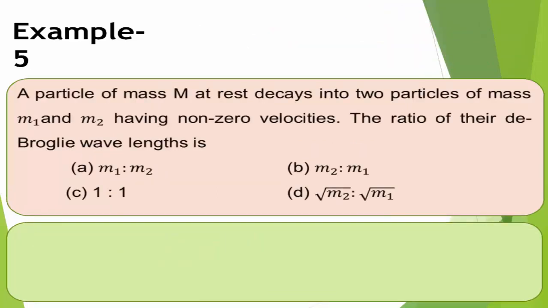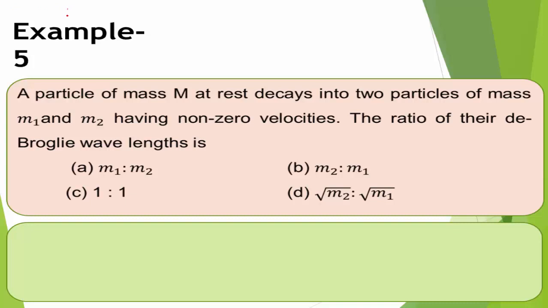Question number 5: a particle of mass m at rest decays into two particles of mass m1 and m2 having non-zero velocities. The ratio of their de Broglie wavelength is, here, by using the law of conservation of momentum.